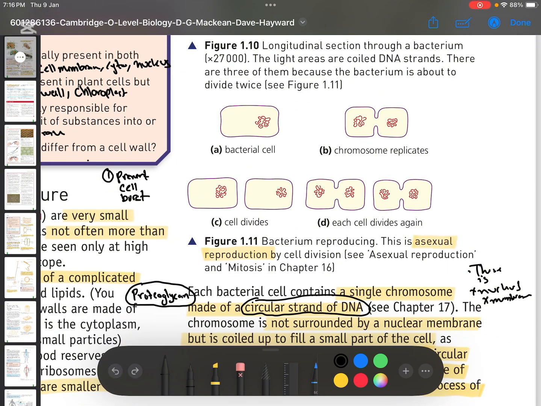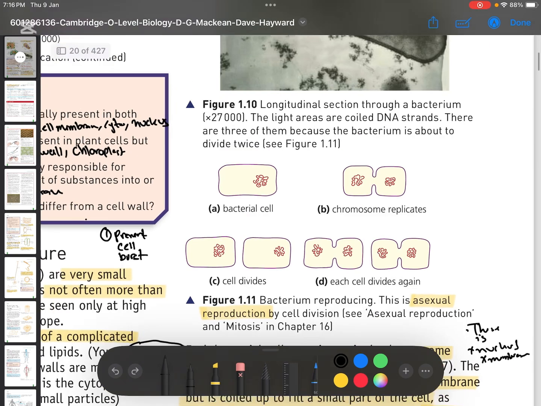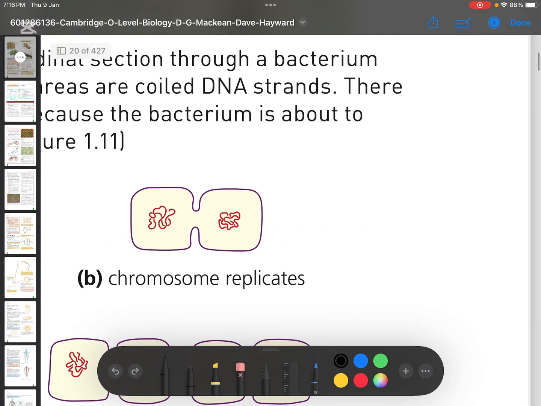Now what is asexual? What we all know is that when it comes to human reproduction, or plant reproduction, they reproduce by sexual reproduction. Sexual reproduction is when two gametes fuse from each parent. For example, the gamete from the mother fuses with the gamete from the father. This is sexual reproduction.